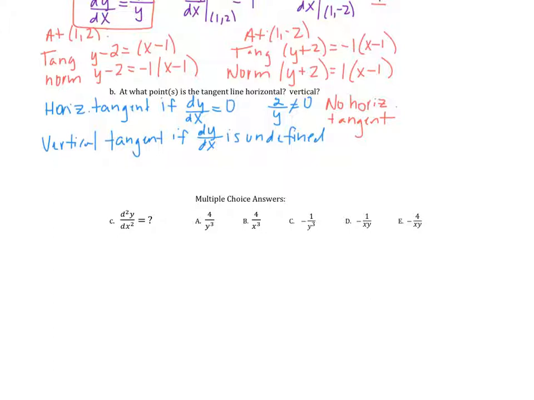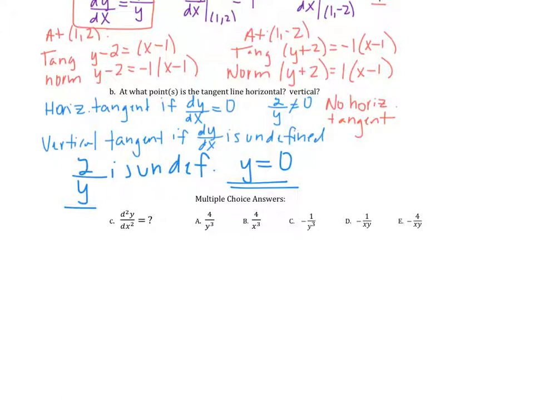So let's look at our derivative. Again, 2 over y is undefined when what? Well, it's undefined when the denominator equals 0. So this derivative is going to be undefined if y equals 0.